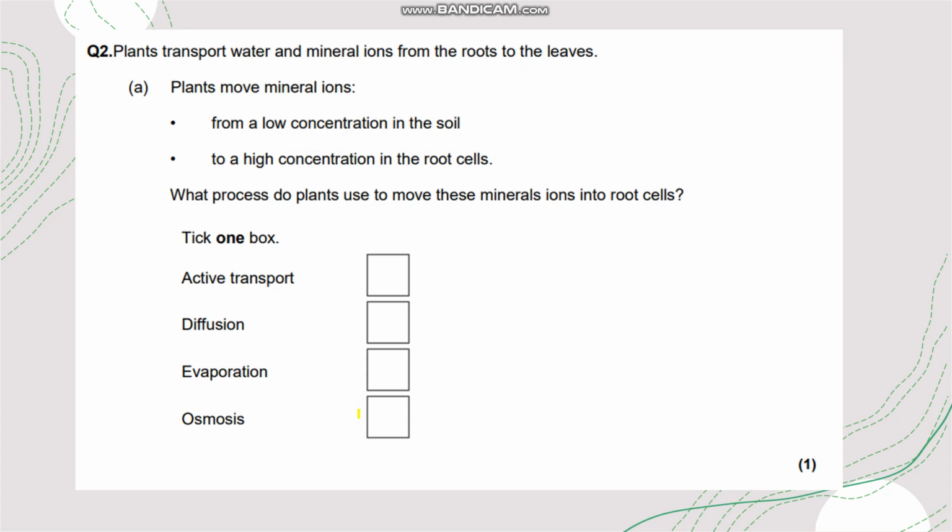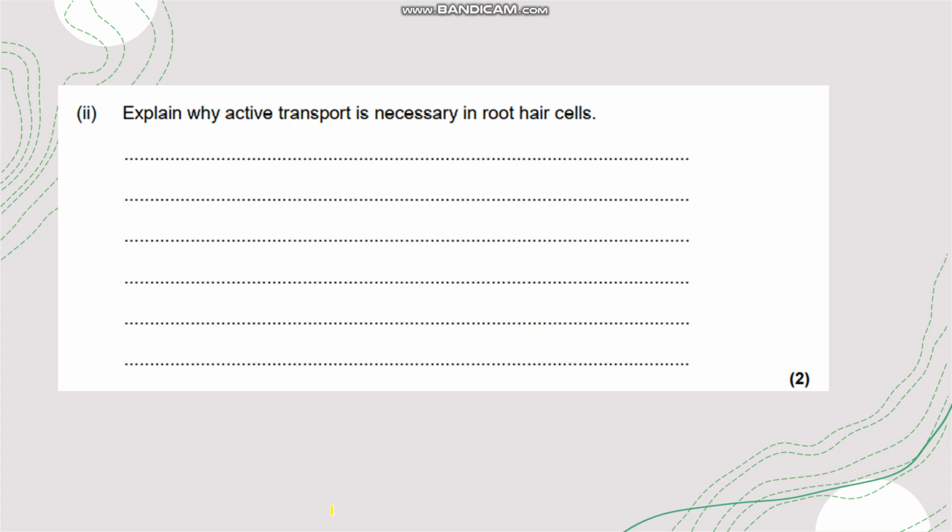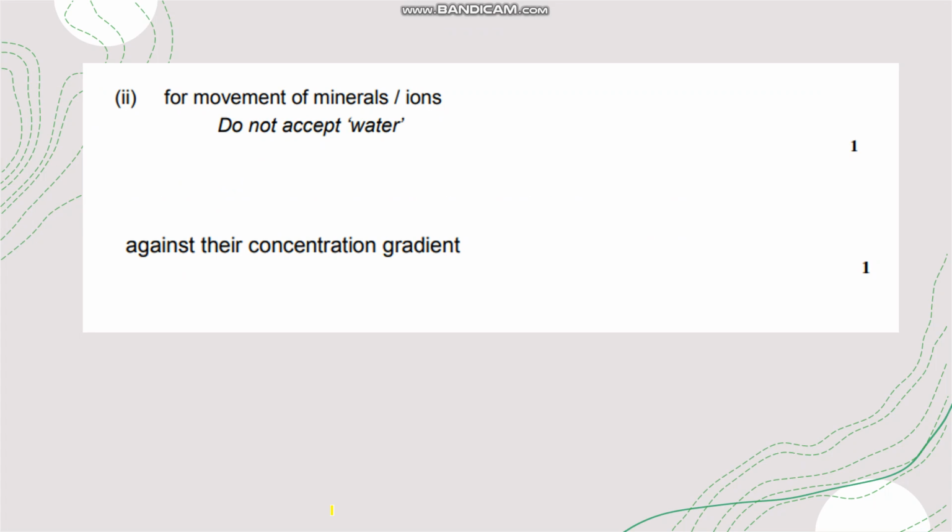Okay, so onto the exam questions. So this is a 1 marker, so it shouldn't be too hard. Make sure to pause the video and give yourself some time. Okay, so the process was active transport, as we just learnt. And this is slightly harder, it's a 2 marker, so make sure to pause the video. Okay, so this is the answer. You can mark your answer over here.